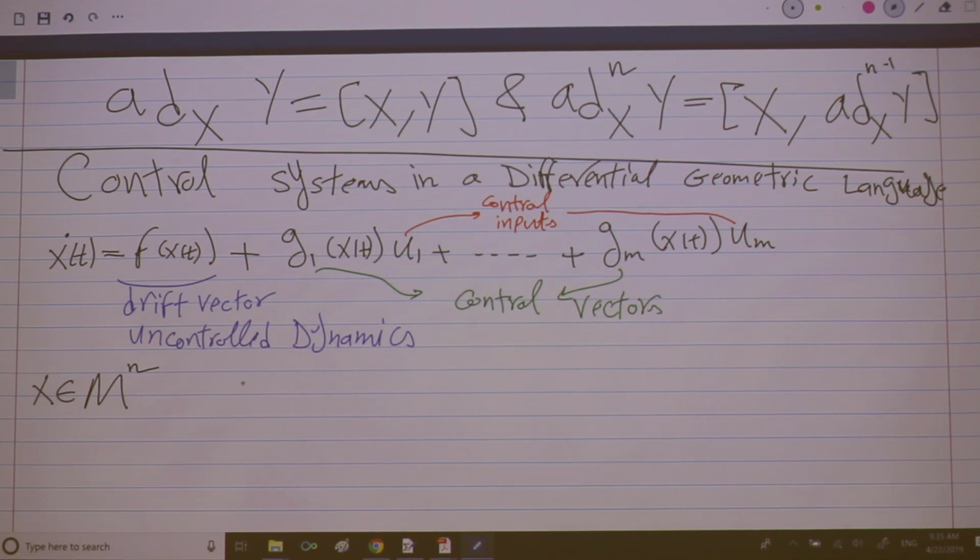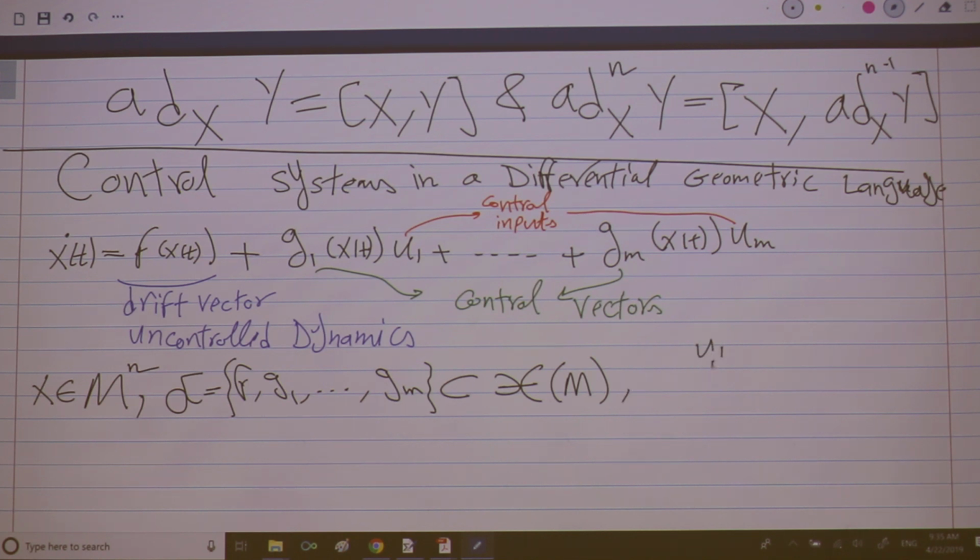And as you can see, F and G's, they are vector fields, right? So F, G1 up to GM, we can collect them in a family of vector fields, call it F. And this family is a subset of the vector fields on M, right?